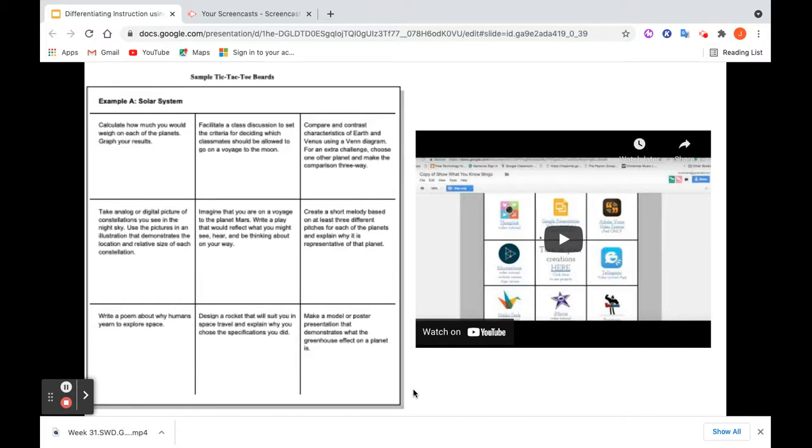Finally, you can also create multiple tic-tac-toe boards for more than the original level of ability. In the best of all worlds, this enables all students to have the same number of choices and the same flexibility. Each board provides an appropriate degree of challenge for groups of students who are at different ability levels.